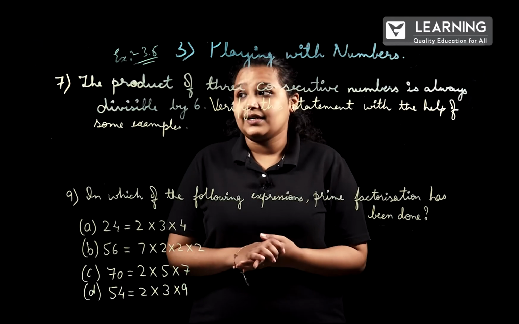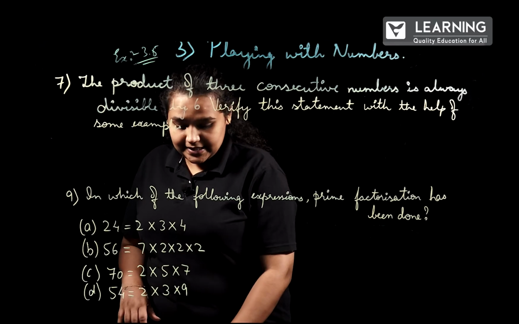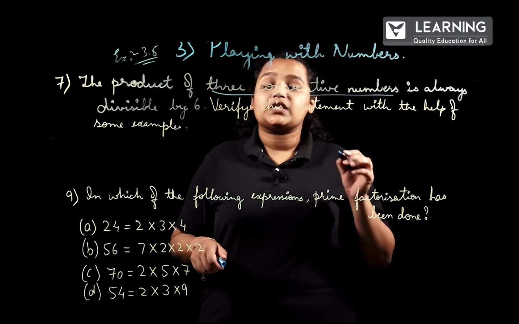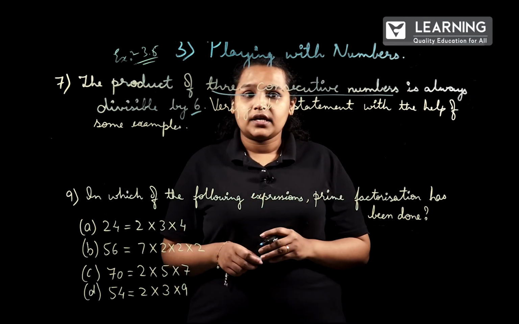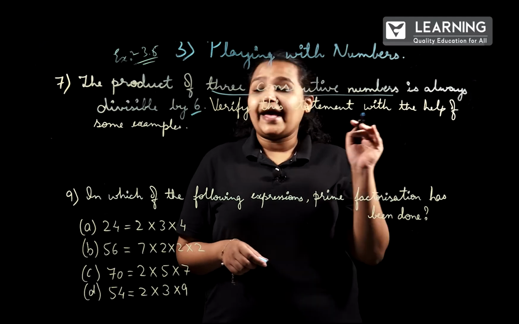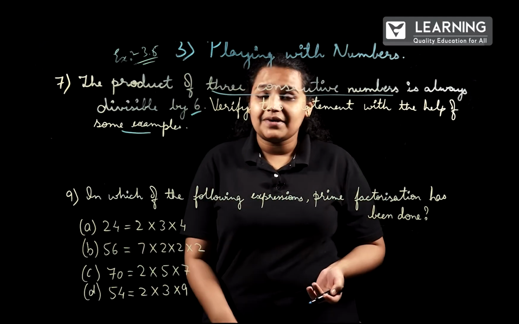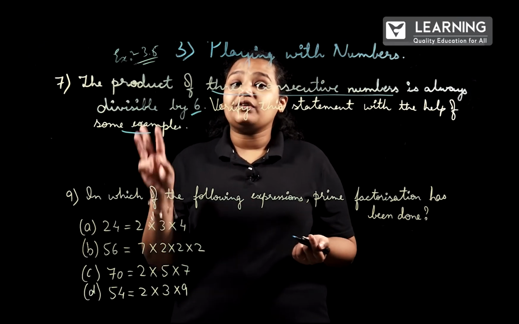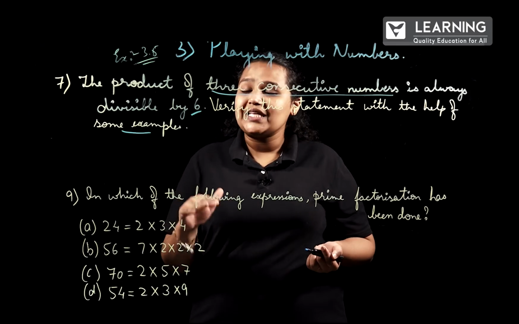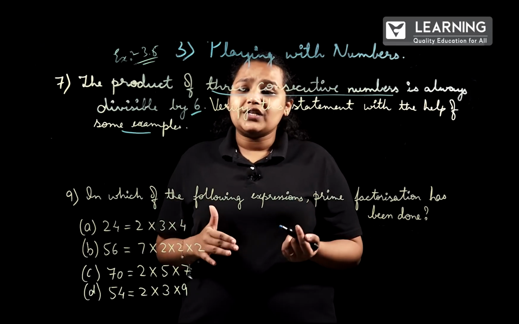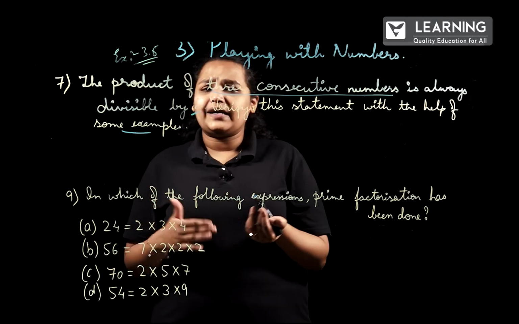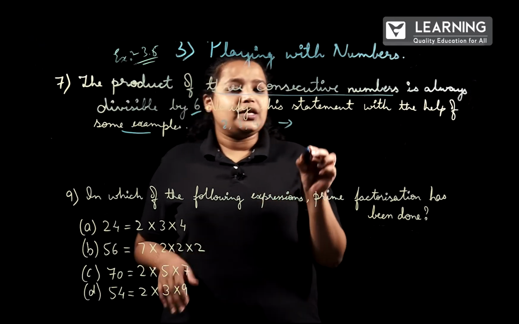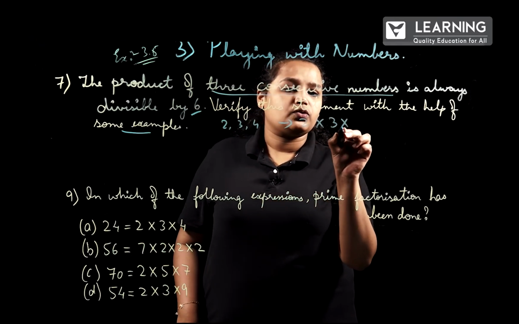So the next question here is, they have given a statement and the statement here, the product of 3 consecutive numbers is always divisible by 6. Verify the statement with the help of some examples. We have to give some examples to verify the statement what they have given here. So the 3 consecutive numbers which am I choosing here is, let me start with the starting 2, 3 and 4. This will be 2 into 3 into 4.